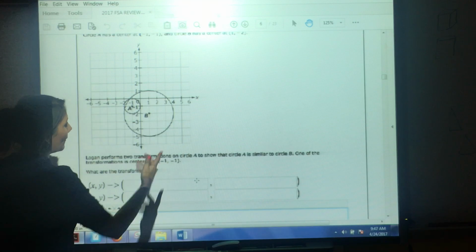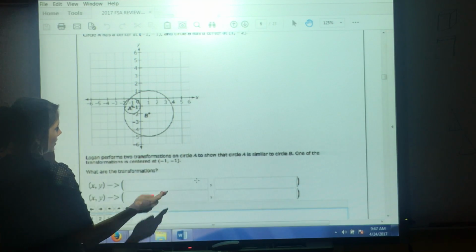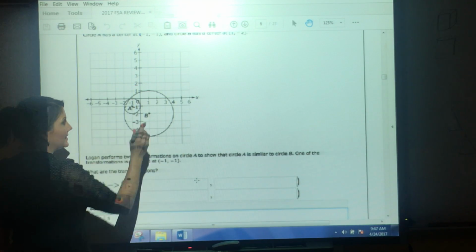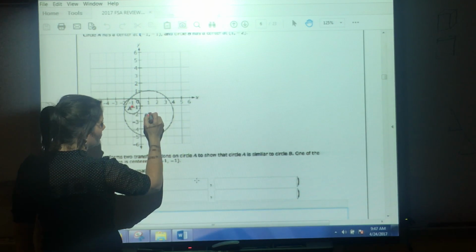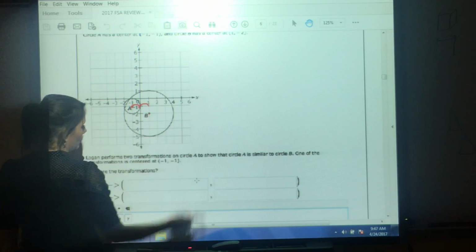To show that, you can graph them, move one left, right, up, down, and then dilate. So I'm actually going to start off with the translation. You do that by examining the center. How do we get from here to here? Well, we go to the right, 1, 2. So what am I going to write?